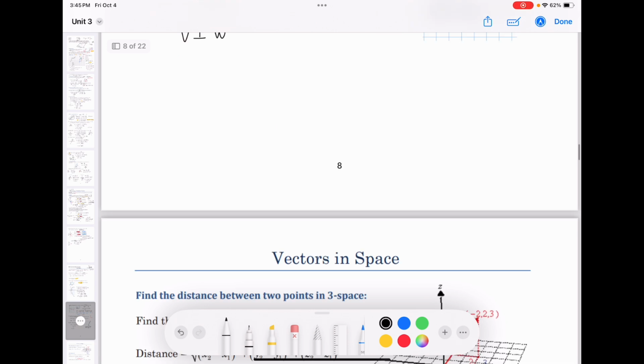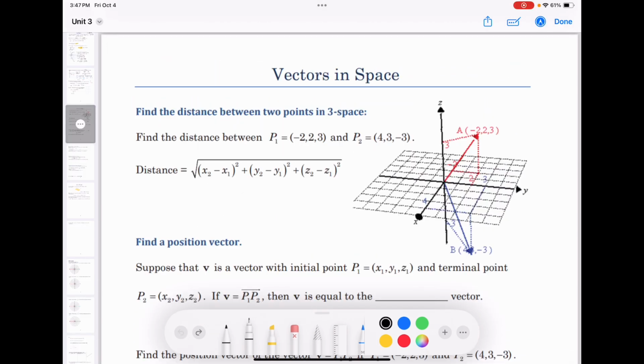So let me stop. We learned vectors in two dimensions, so it's just the vector on the plane, but now let's talk about vectors in space. This vector can be moved in space. So find the distance between two points in space. If I have two points on the two-dimensional plane, we say this is x sub 1, y sub 1, and x sub 2, y sub 2.